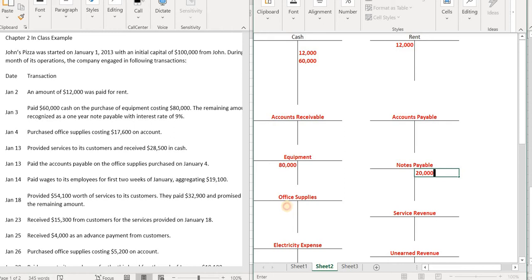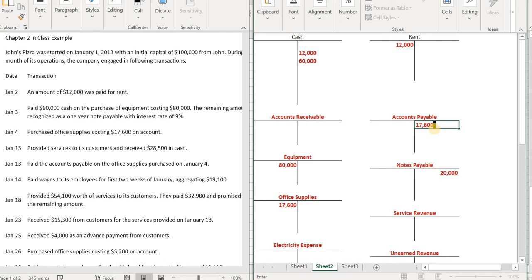Ready? We got office supplies, $17,600 worth. And it's on account. On account means I'm going to pay for it later, which moves me over to my accounts payable account. So $17,600 credit to accounts payable.